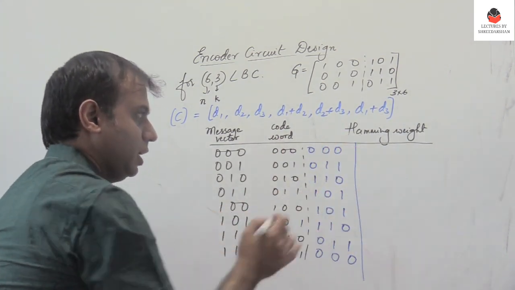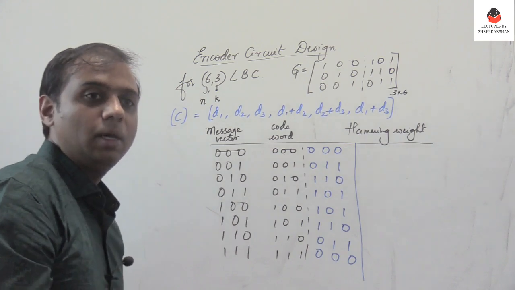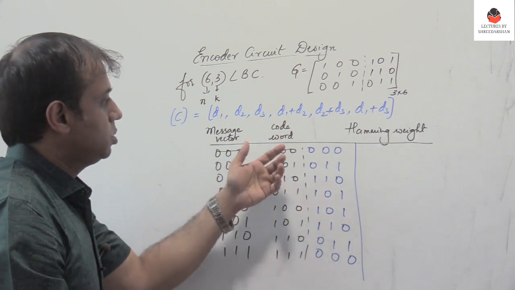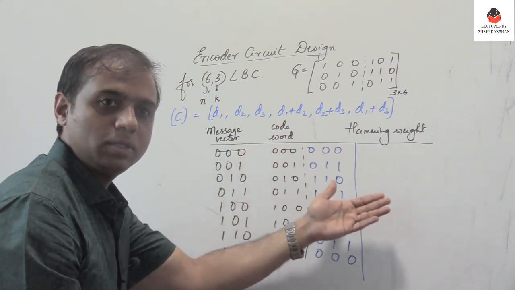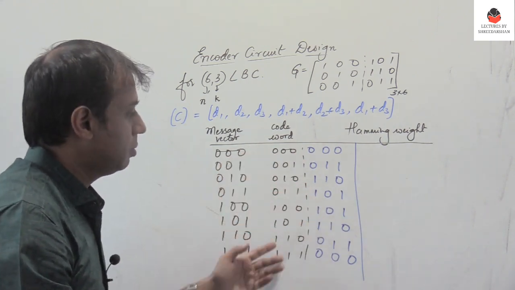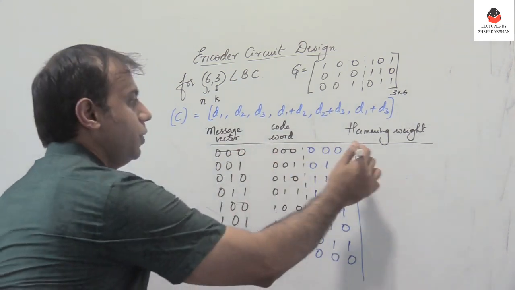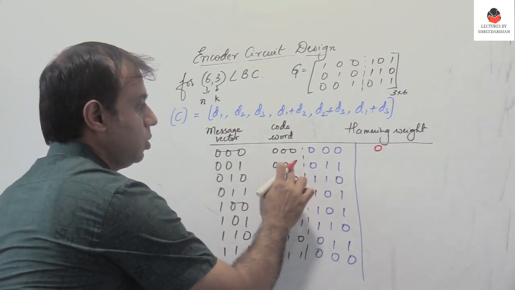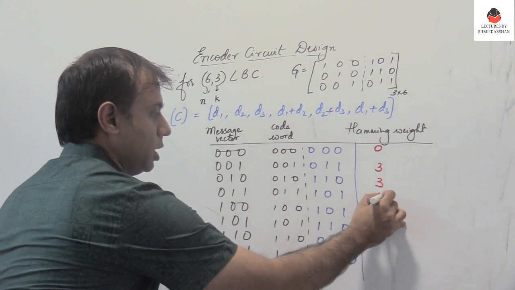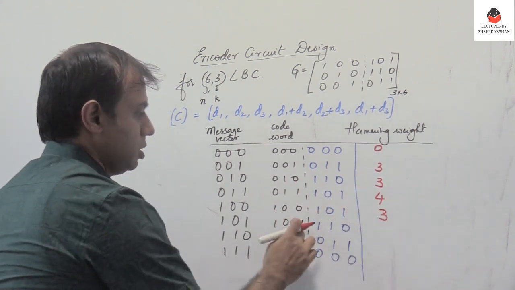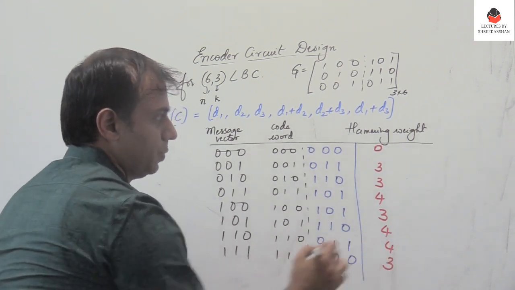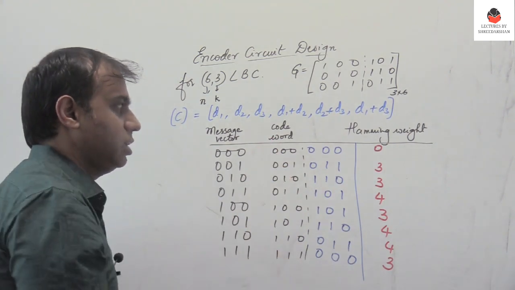Next, let's find the Hamming weight. What is Hamming weight? Hamming weight is the number of 1s present in the code word. If a code word has 3 1s, the Hamming weight is 3. If the code word has 5 1s, the Hamming weight is 5. So let us find the number of 1s in each code word. First code word 0. Second code word, there are 3 1s, so it is 3. Again 3. Then 4, 3, 4, 4, 3. So this is the Hamming weight of all the 8 code words.